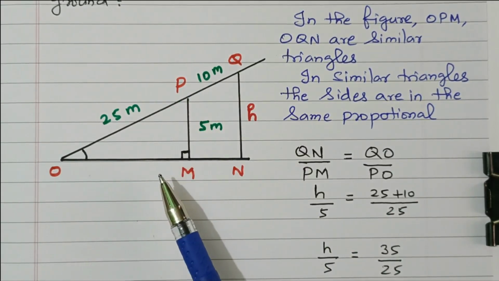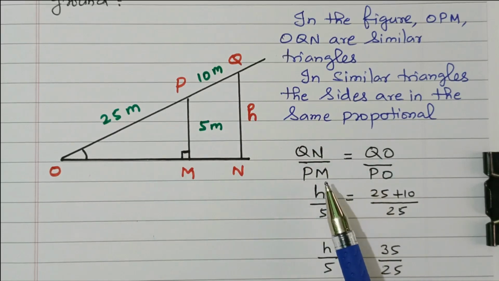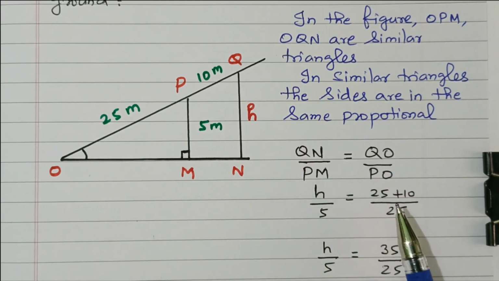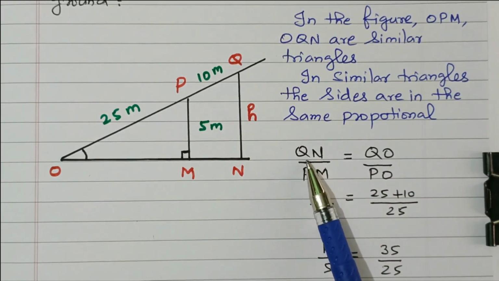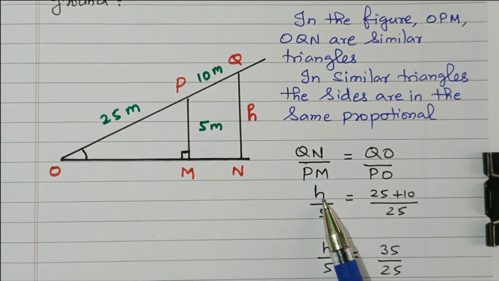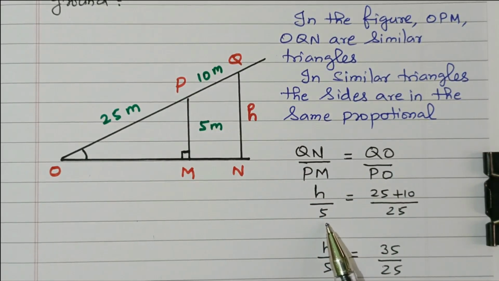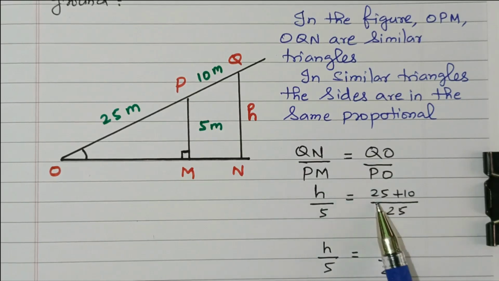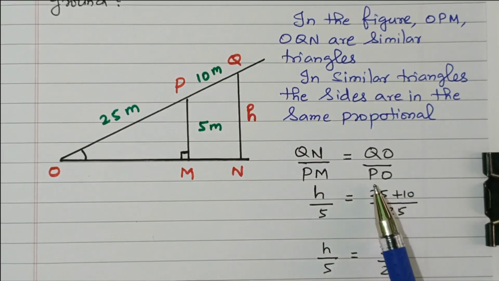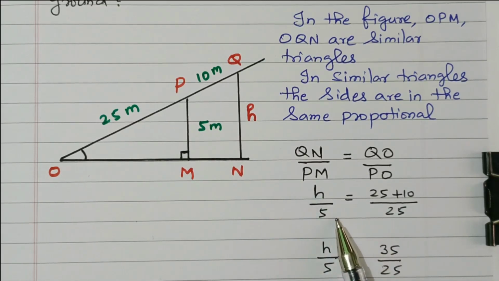So both are proportionate. We framed this ratio because PM value is known, OQ value is known, OP value is also known. Only this QN value is not known. So we framed these four parameters. QN is what we need to find, H. PM is already given, the height is 5 meter. OQ is 25 meter plus the thread extended by 10 meter, so 25 plus 10. Then OP is 25, initially it is flying at 25 meter. So H divided by 5 equals 25 plus 10 divided by 25.